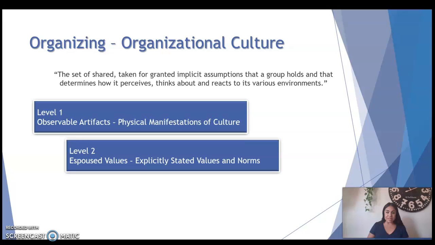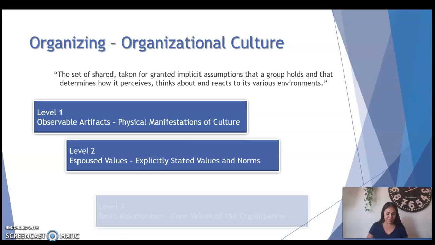Next, level 2 is exposed values, explicitly stated values and norms. So level 2, think of Chick-fil-A. Two of their values are putting customers first and personal excellence. When you go to their restaurant, they always say, "My pleasure." And they're kind and their customer service is top-notch. They are exhibiting their espoused values.